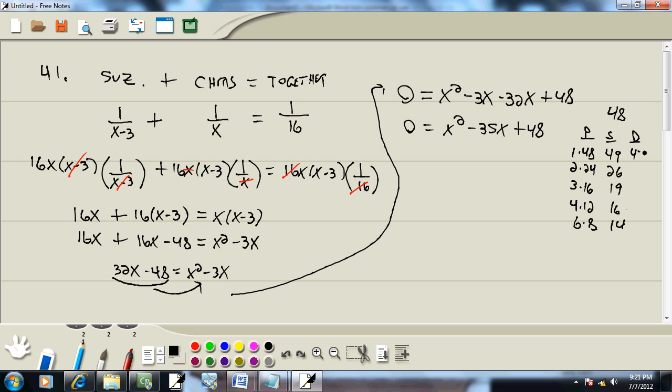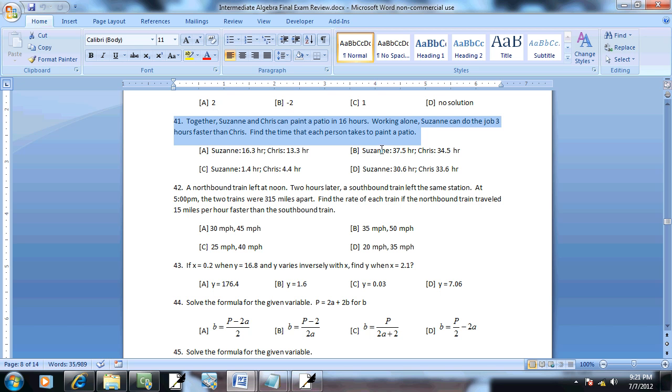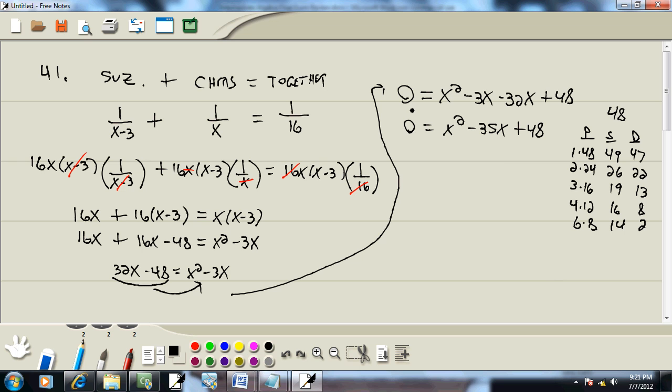Subtract them, that's the difference column. 48 minus 1 is 47. 24 minus 2 is 22. 16 minus 3 is 13. 12 minus 4 is 8. And 8 minus 6 is 2. And we're looking for a number in the middle, which isn't there. Hmm. Oh, we got decimals. Okay, I was expecting it to work out perfect.